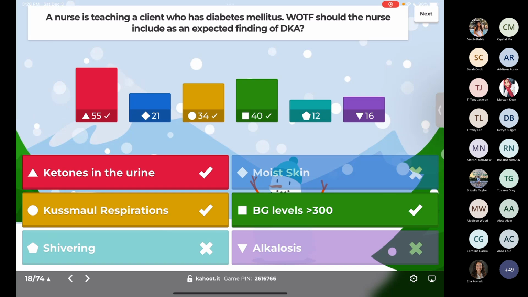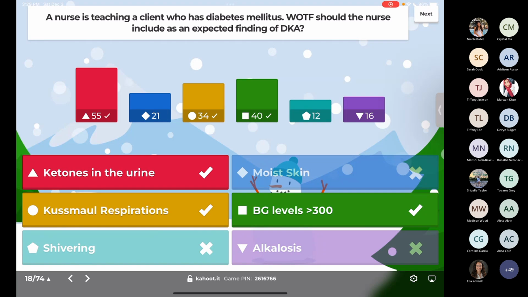All right, good job, guys. Remember with diabetic ketoacidosis, I am having an acidic state, which in order to compensate for all that acid building up, I'm going to try to breathe off all that carbon dioxide. So that's where Kussmaul's come in. Additionally, they have ketones in the urine and extremely high blood glucose levels. So remember, they will be pretty acidotic.